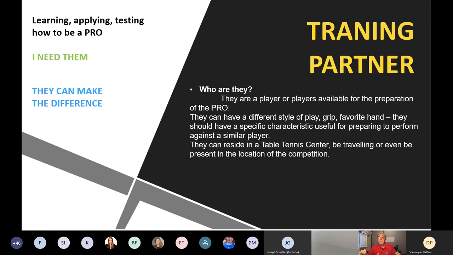So this is just to give you a quick idea, and let's go one by one, really, really quickly. The training partners, I put on the left side, you know, how to be a pro. So as a pro, I need them. You as a coach, you need them.